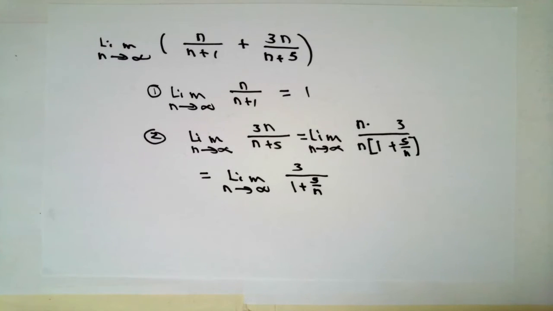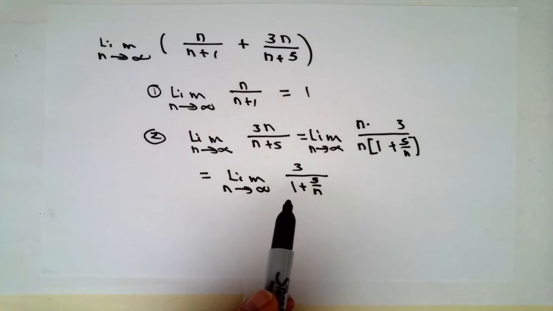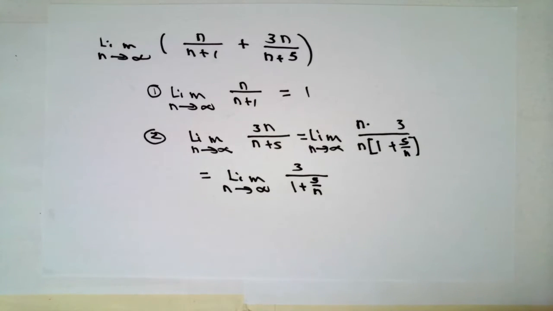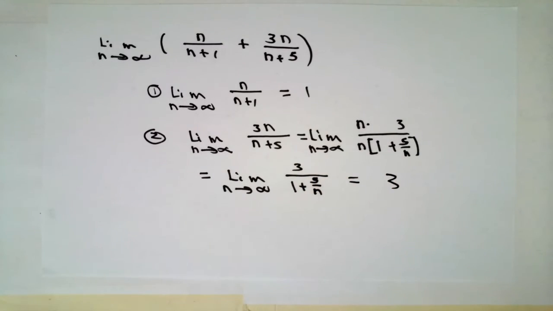I've got a linear polynomial in n upstairs, linear downstairs, so if I factor an n out and cancel, upstairs I'll just have the 3 left. Downstairs I'll have 1 plus 5 over n. When n becomes very big, 5 over n gets close to 0. The bottom of the fraction gets close to 1 plus 0, which is 1. The fraction gets close to 3 divided by 1. The fraction has a limit equal to 3.